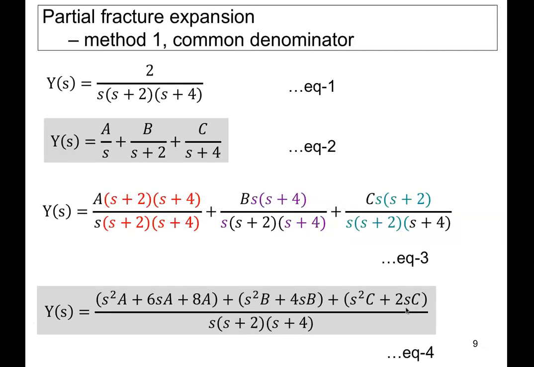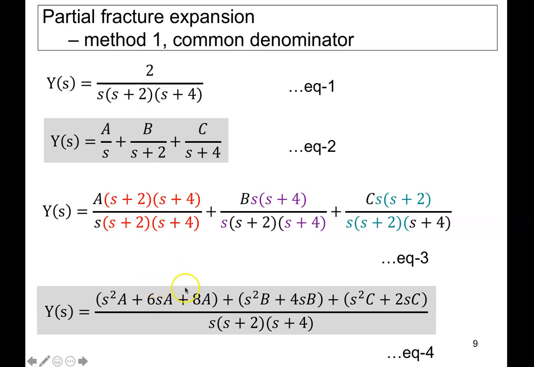Not yet, let's just go back to this slide. If you look at the numerator terms in here, and compare equation number 4 to number 1. In equation number 1, I have only, in the numerator, a constant of 2. I don't have s, I don't have s squared. So any coefficient of s will be 0. Any coefficient of s squared will be 0.